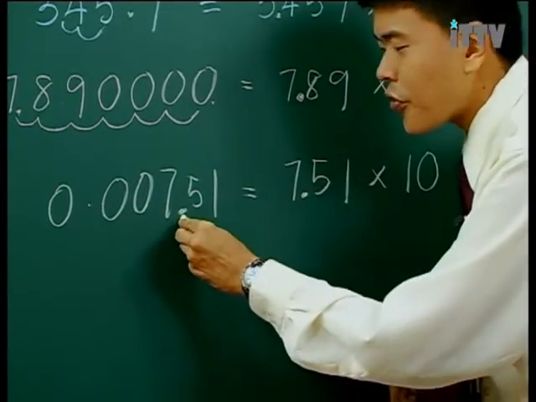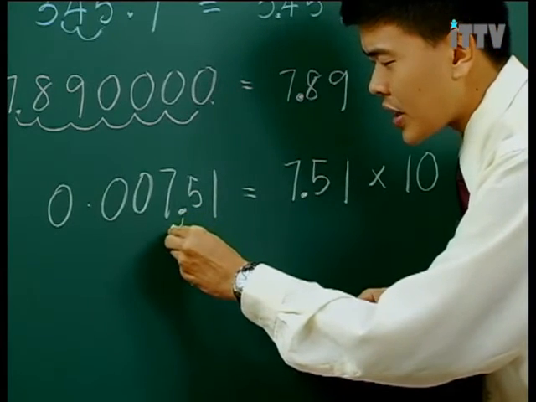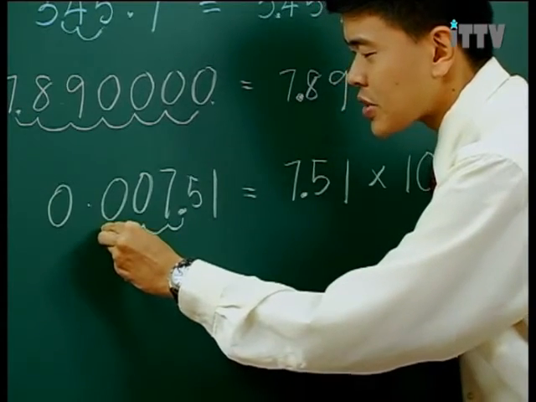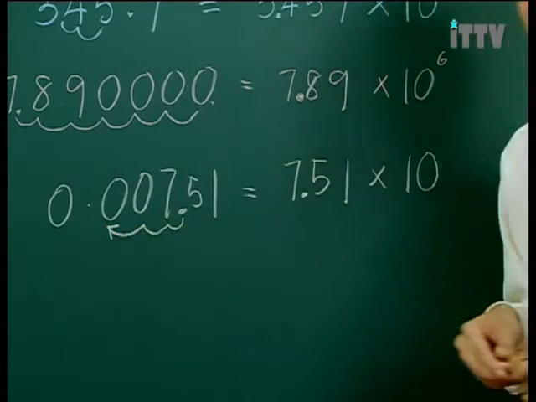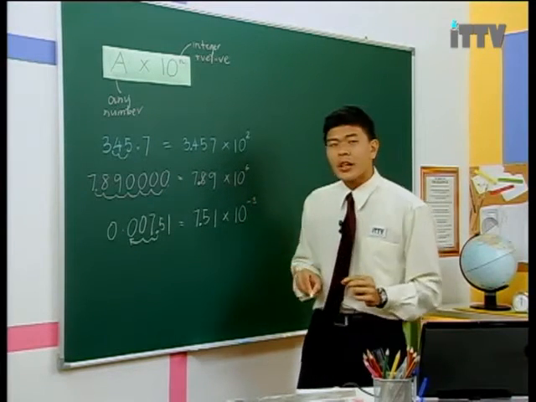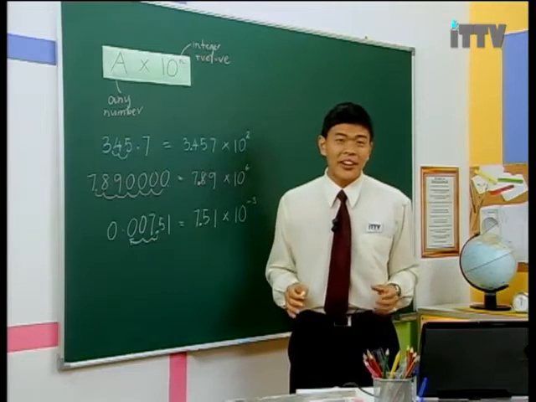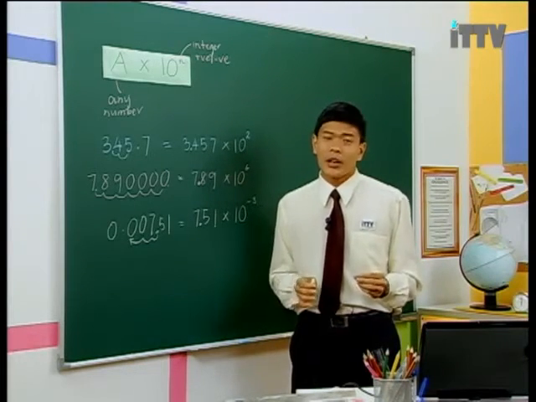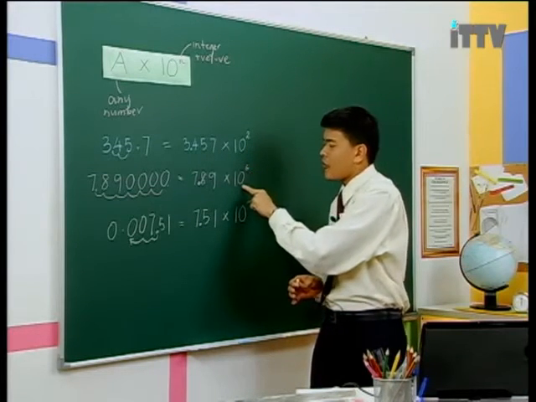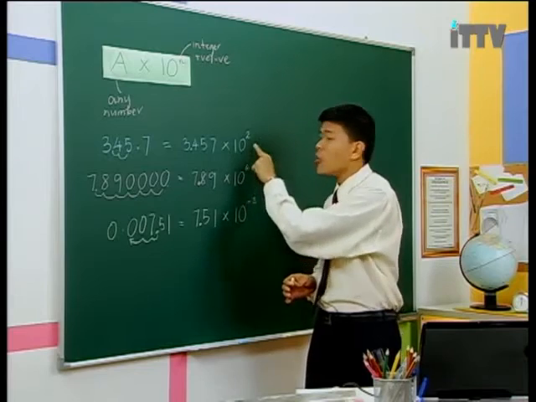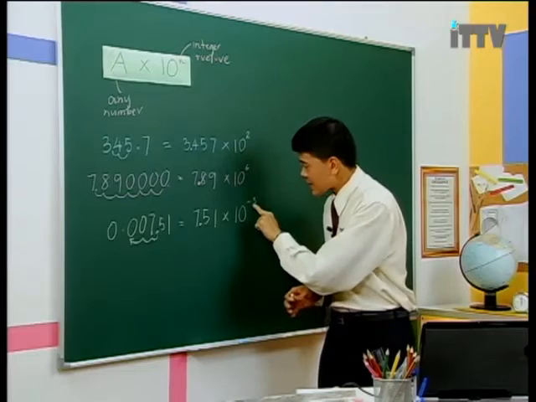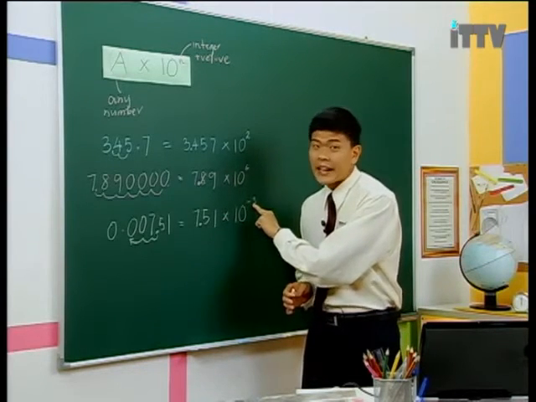So when you move to the original point, you are taking 1, 2, and 3 steps to the left. And therefore, it will be negative 3. So this is the difference between numbers that are greater than 1 and numbers that are less than 1. Remember then, for numbers greater than 1, the index for the number in base 10 is always positive. But for numbers that are less than 1, the index number is always negative.